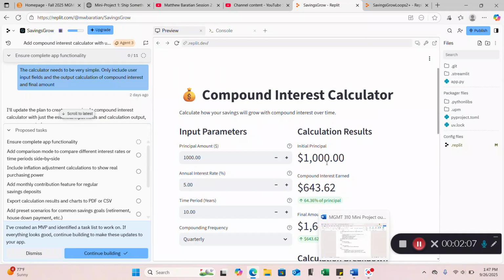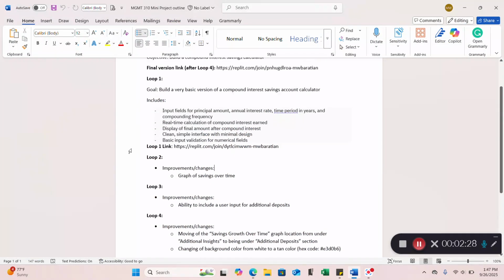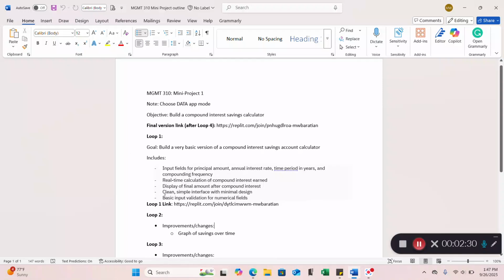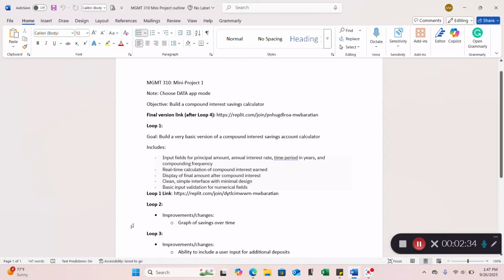So with that, I decided that, hey, I need to kind of take it a step further. So I made it very simple just as the first loop, just to get a base and to get something going. So what I did is that I ran it through a few more loops. So I ran through the second improvement, through the second loop. I had added a graph that shows the savings in the savings account over time, where it also can convert back to a table.